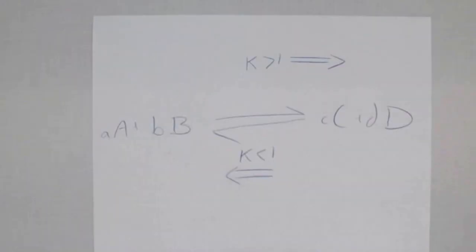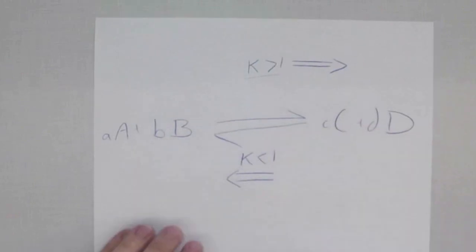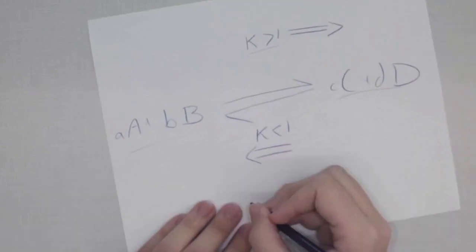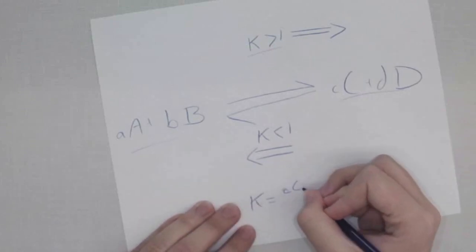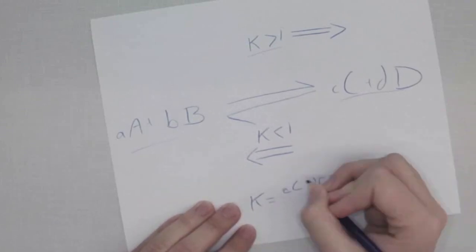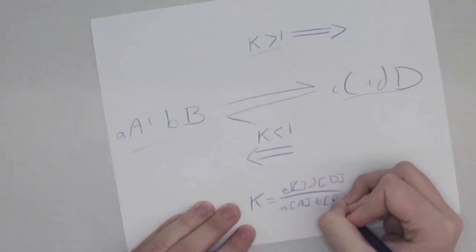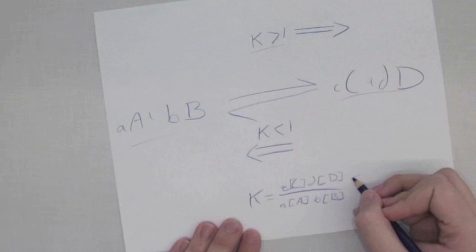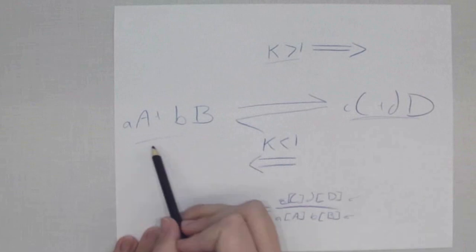So what can we do with these values of K? K will tell us a lot about the reaction itself and what's going on. If our value of K is greater than 1, this means that we have more of our product than we do of our reactant. If we look back at our K equation, which for this reaction at least would be the concentration of C to the little c times the concentration of D to the little d, over the concentration of A to the little a times the concentration of B to the little b. If K is greater than 1, that means our numerator is larger than our denominator, meaning that we have more of the product than we do of the reactant.